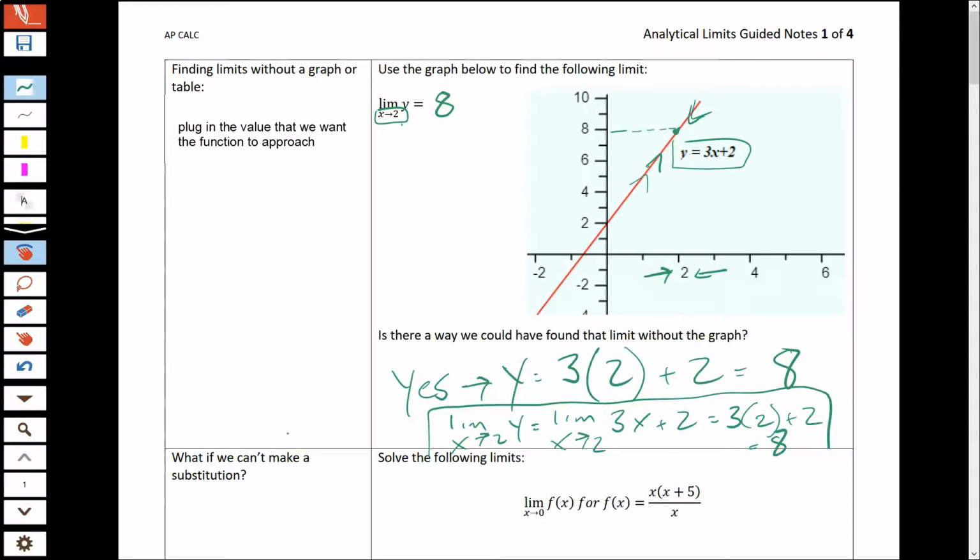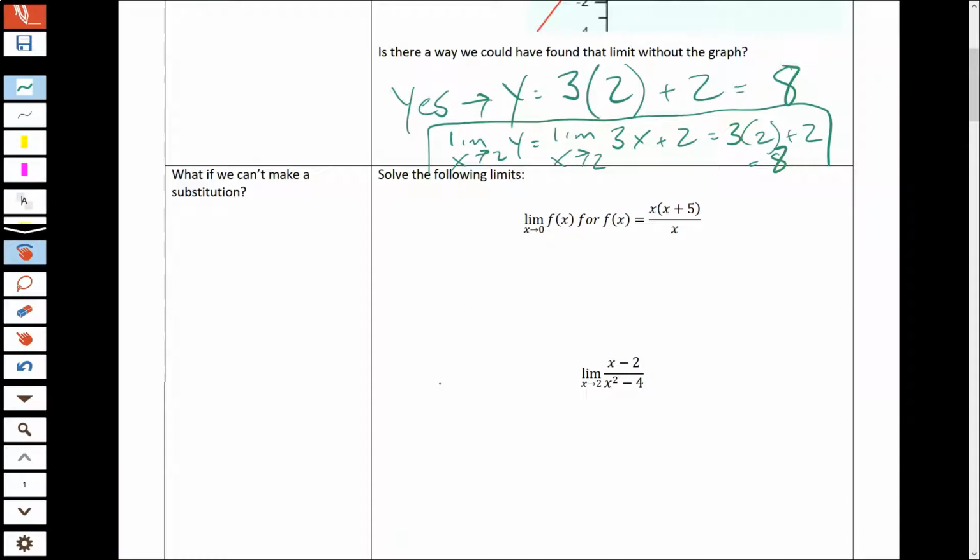Now, this wouldn't be super useful to us if this was just plugging in x values, because we've known how to do that for years now. So let's make it a little bit more complicated. Let's consider these two examples here. We'll start with the first one. We want the limit as x approaches 0 of f of x, and f of x is this function.